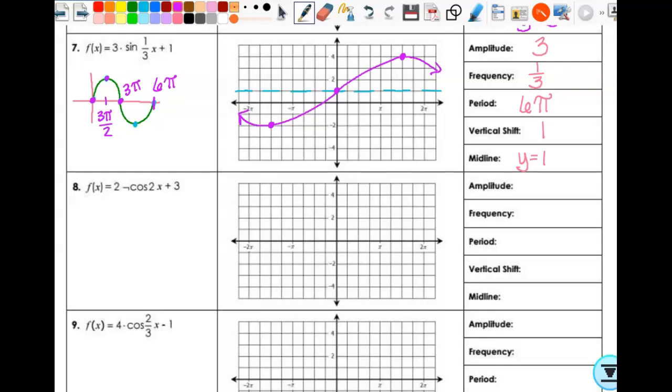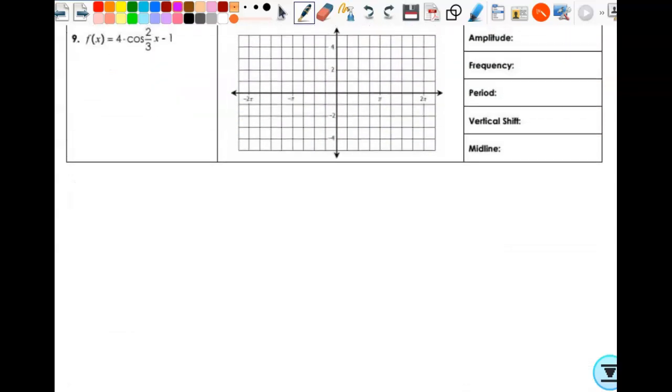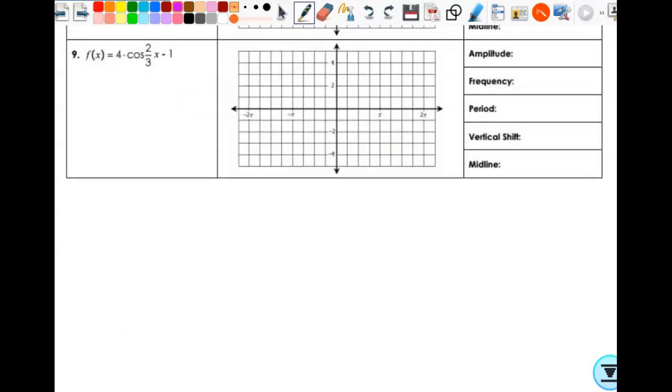All right, we're going to skip number 8 because it's similar to some of the other ones. I want to do number 9. My amplitude here is 4. Frequency is 2/3. So what does that make my period? 2 pi divided by 2/3, which is the same as 2 pi times 3/2. So what's my period? 3 pi. Vertical shift of -1, y equals -1.